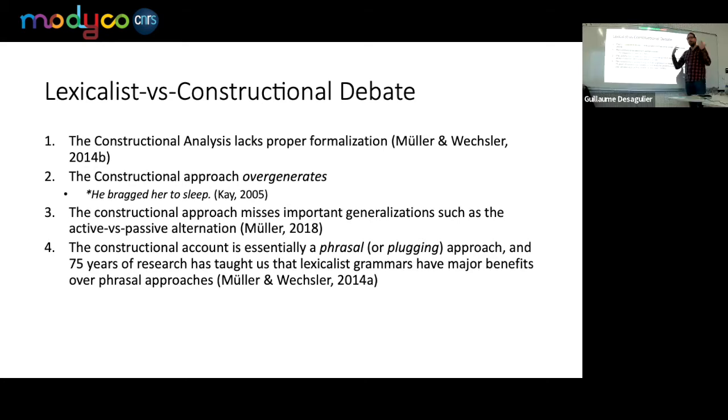Whereas in a Goldbergian style, you would say that the passive construction is just a sister construction of the active construction existing on the same level. So it just depends on which semantics you want to express.